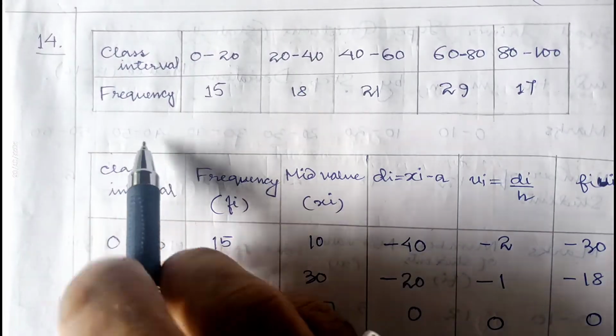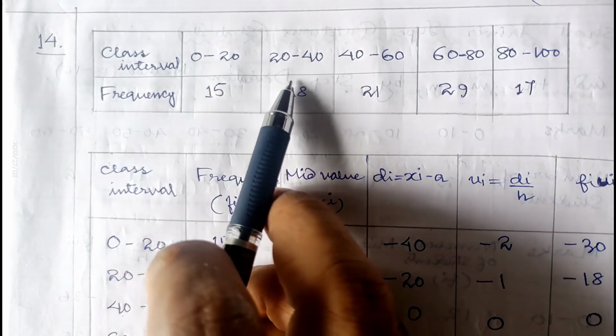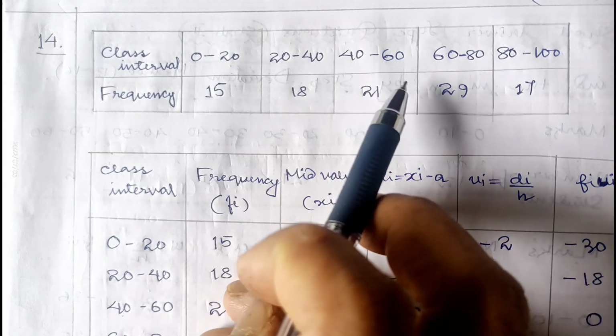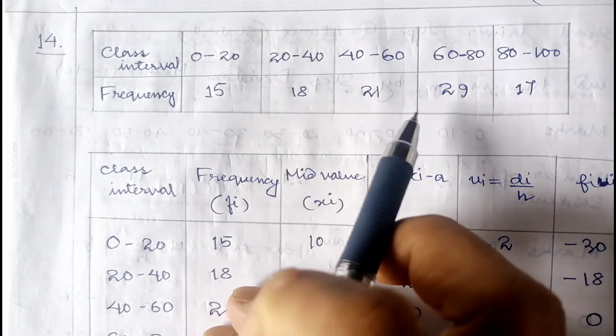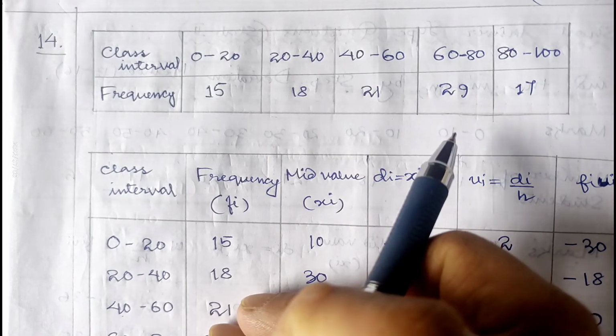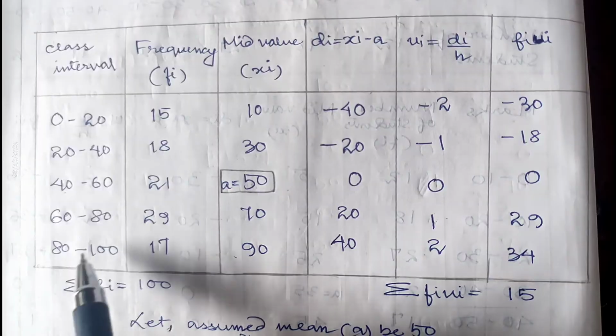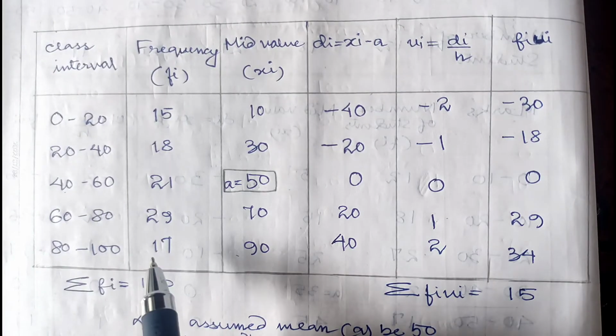In question number 14, the class intervals are given: 0 to 20, 20 to 40, 40 to 60, 60 to 80 and 80 to 100, and the corresponding frequencies are 15, 18, 21, 29 and 17. Here also we have to calculate the mean by the assumed mean method. In this sum, the class interval and frequency values are given.